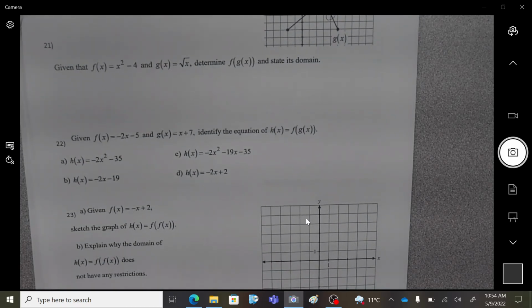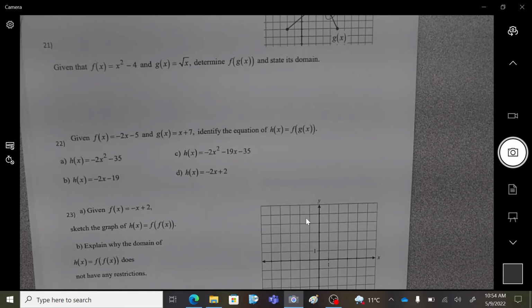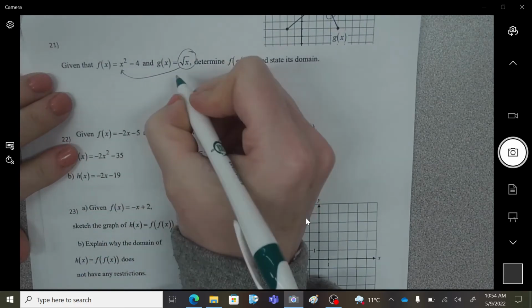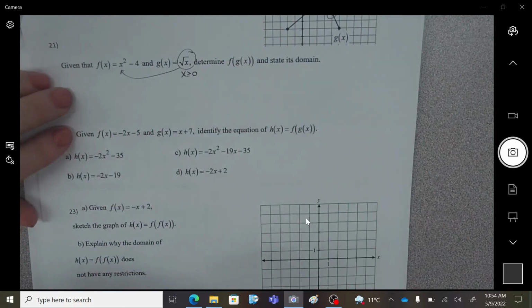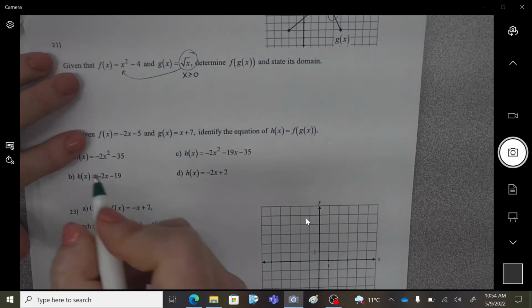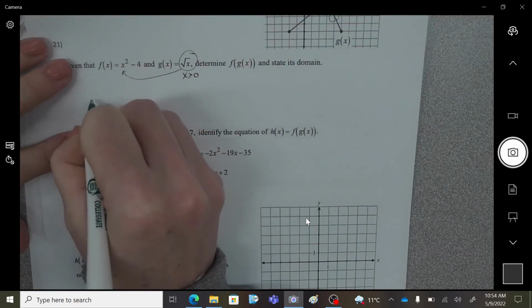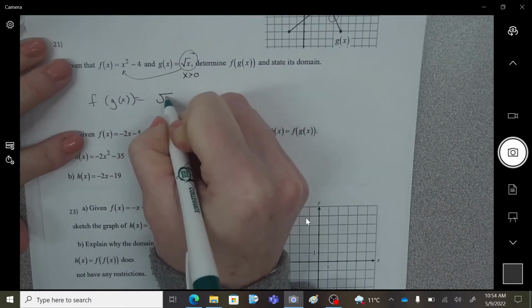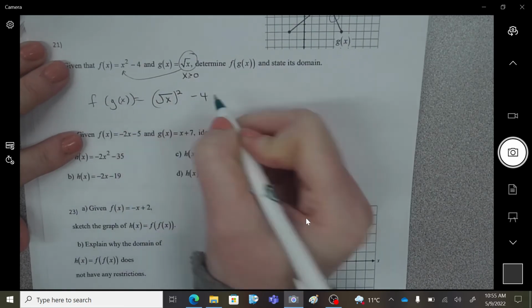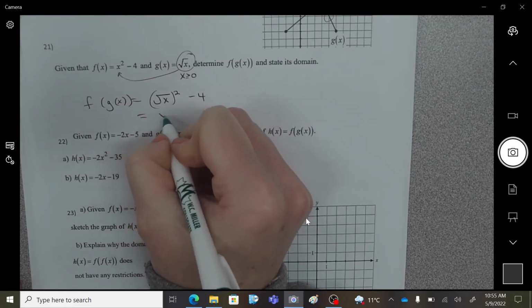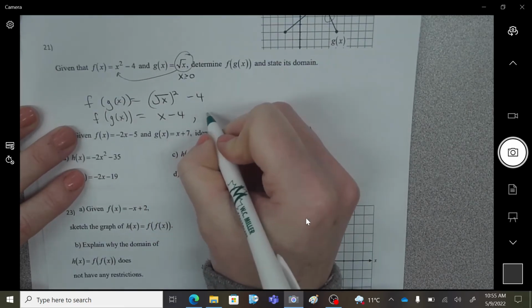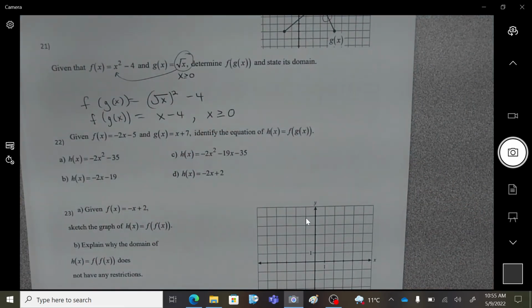Given the two functions, determine f of g of x and its domain. So I'm going to put this into that. And so this already has a domain, has to be greater or equal to 0. Okay, so f of g of x means to put that in place of the x. And then this would cancel, which would be a line if I graphed it, but I still have to remember to stop that line has a domain of greater or equal to 0.